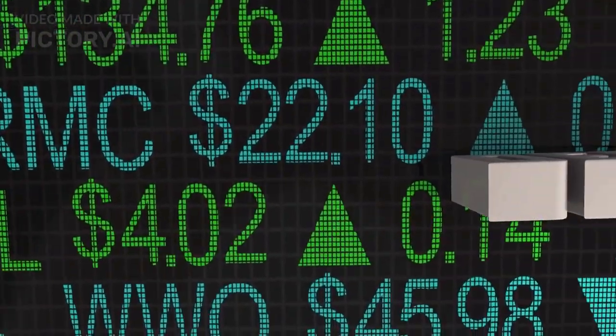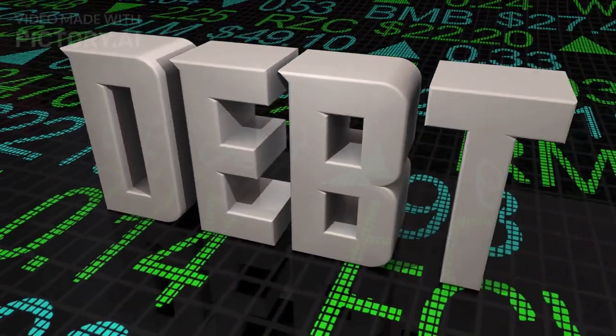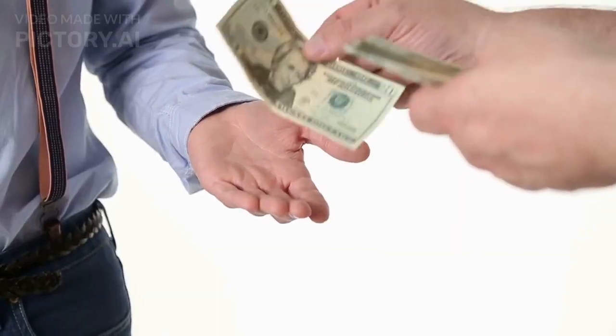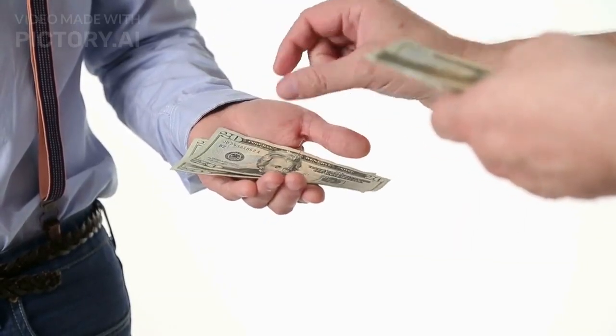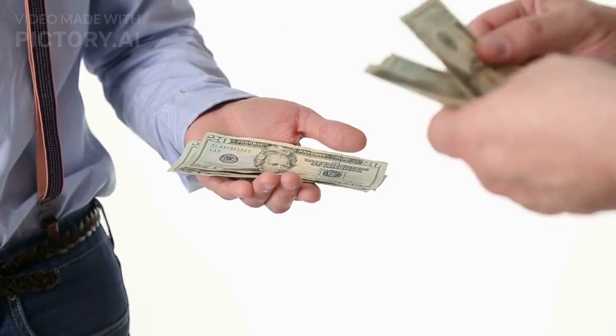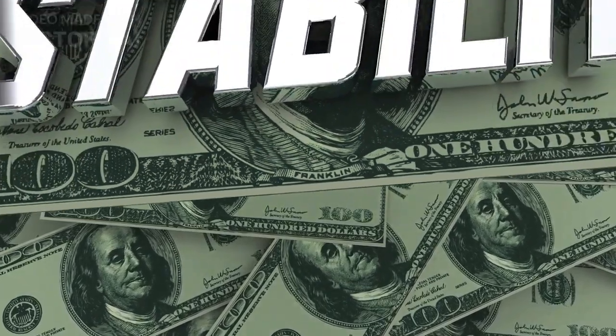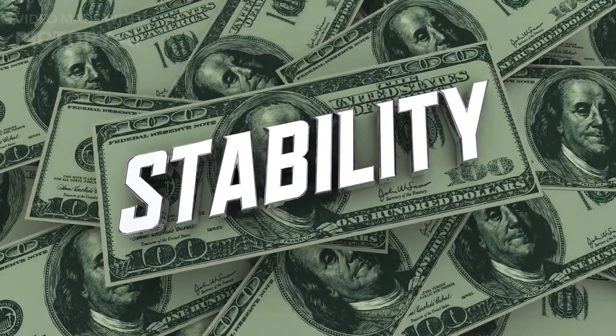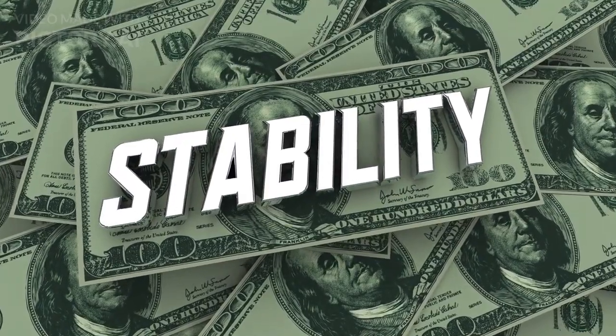Step 4. Reduce your debt. One of the ways to protect your finances from inflation is to reduce your debt. Inflation can erode the value of your debt, making it more difficult to pay off over time. By reducing your debt, you can protect yourself from the effects of inflation and improve your financial stability.